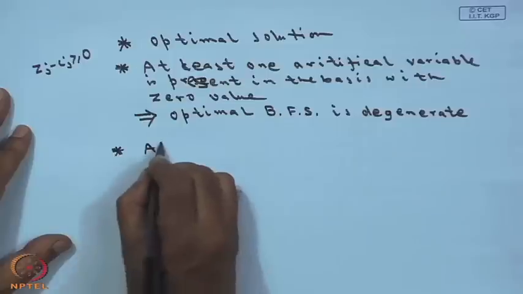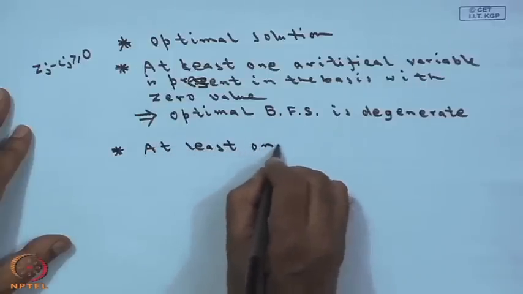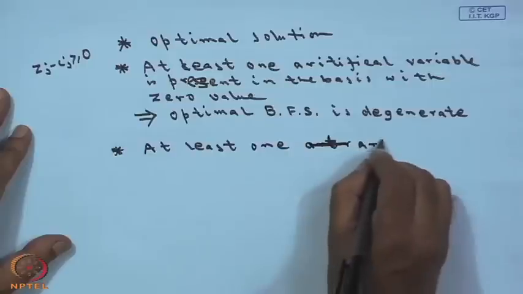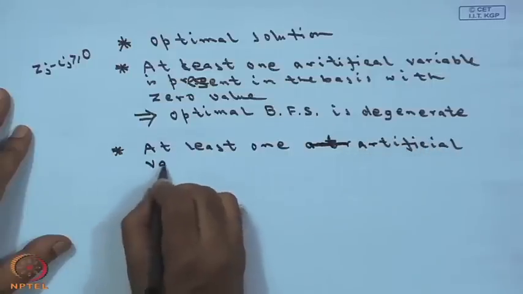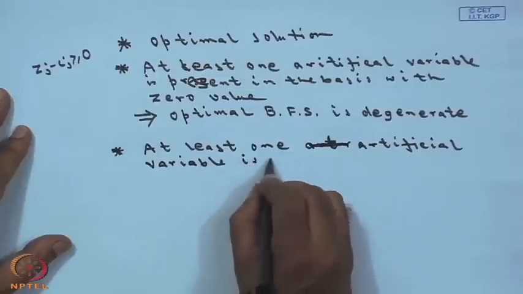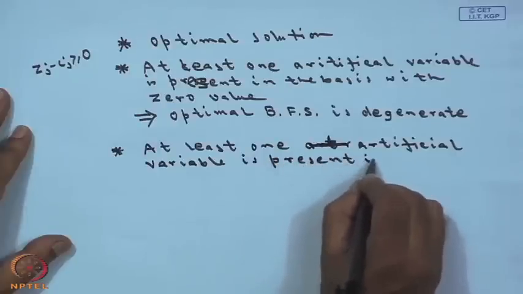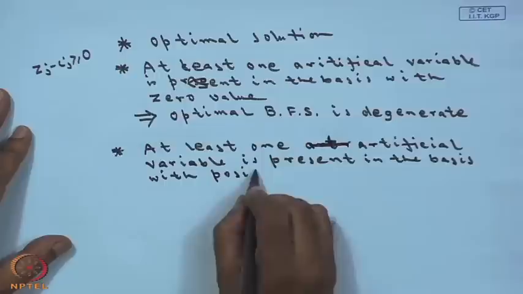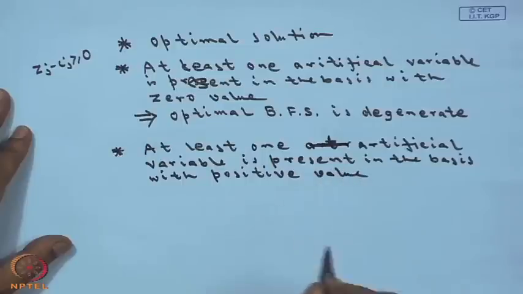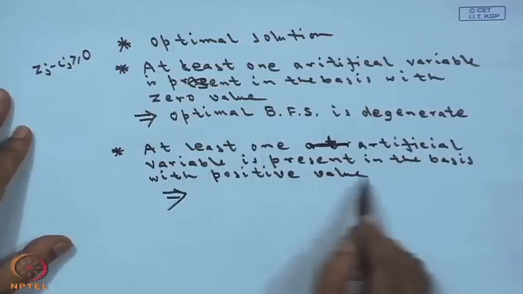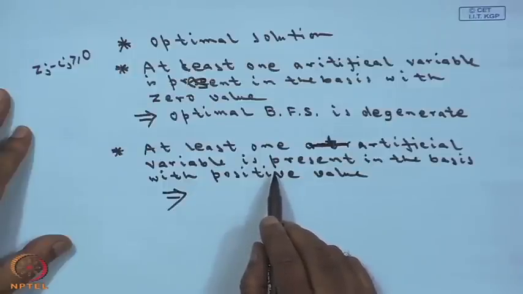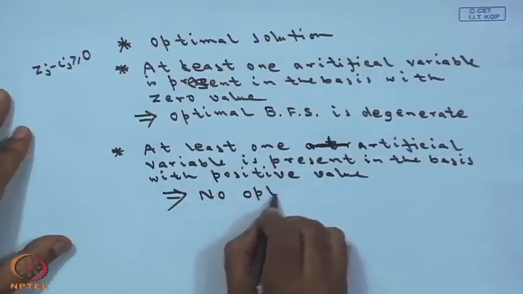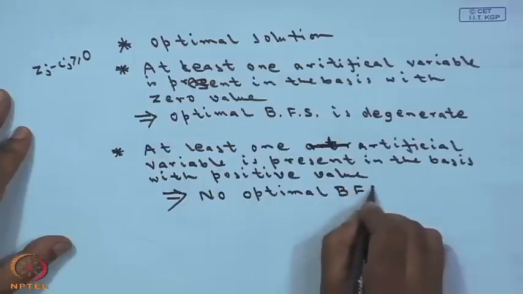The other case is that it may happen that at least one artificial variable is present in the basis with a positive value. That is, the artificial variable is present in the basis, but it corresponds to some value greater than 0. In that case we say that no optimal BFS exists, no optimal basic feasible solution exists.